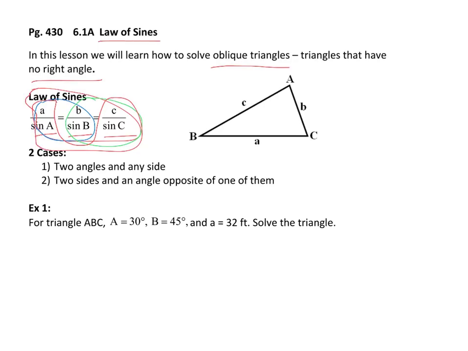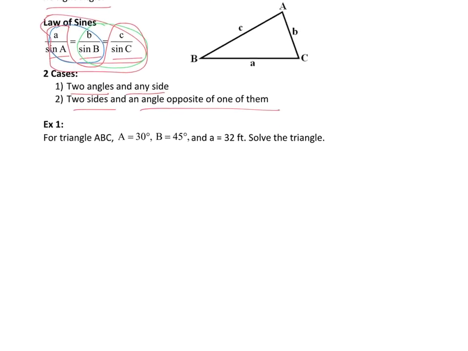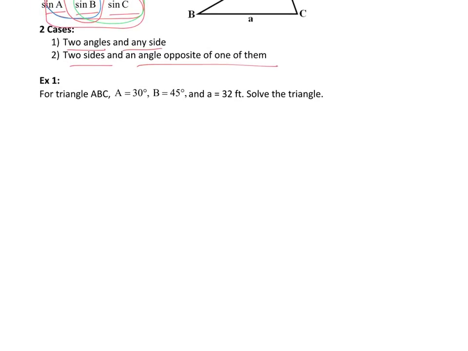And there's two cases where you will apply the law of sines: when you're given two angles and any side, or two sides and an angle opposite one of them. So for example 1, we have triangle ABC. You don't have to be accurate with the triangle, but you just need a diagram so you have an idea of where you're going.